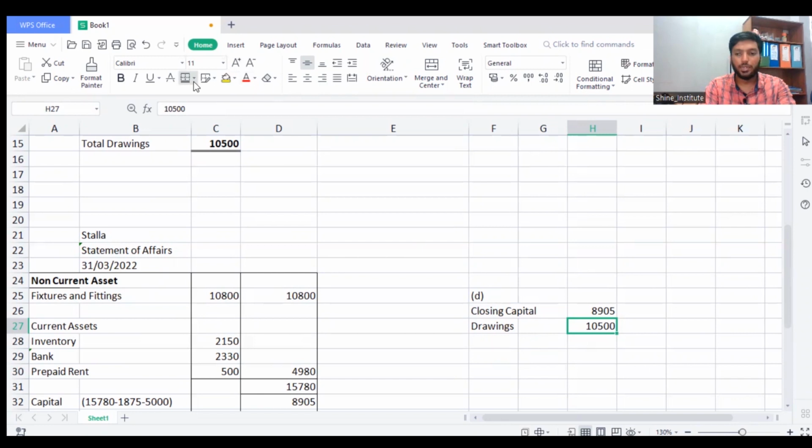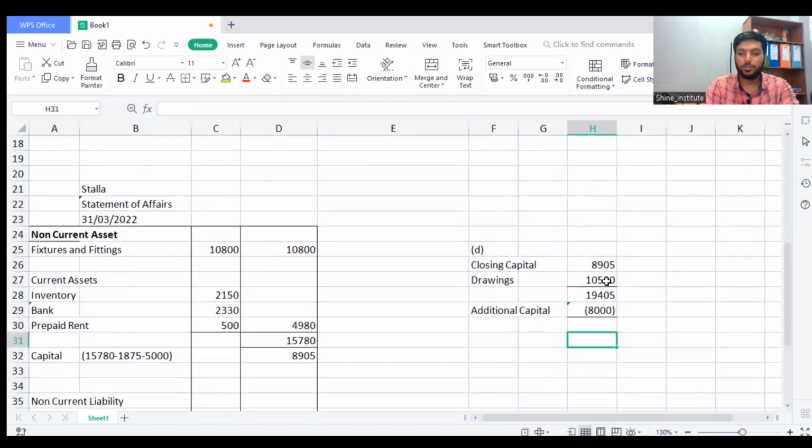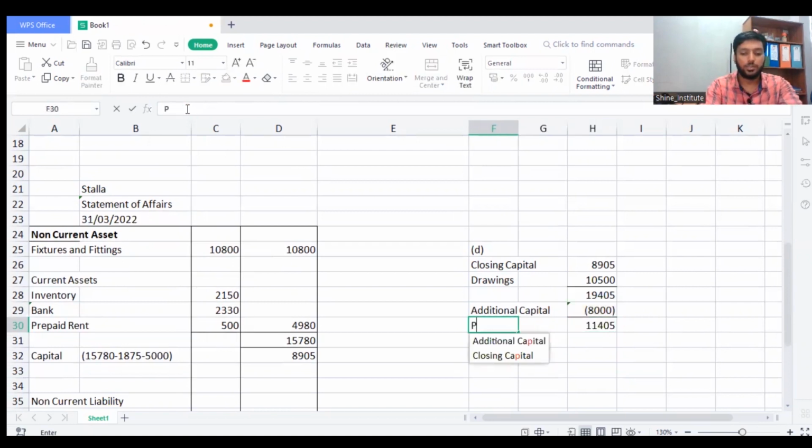So I'm going to deduct additional capital under that. So I'll get a value of 19,405. So not yet done. I have my additional capital to deduct to get my exact profit, how much I have made. So additional capital was 8,000. So I'll deduct 8,000. I can put in brackets. Always represent your minus values in brackets. So then we have 19,405 minus 8,000 will give you a balance of 11,405. So this is your profit.